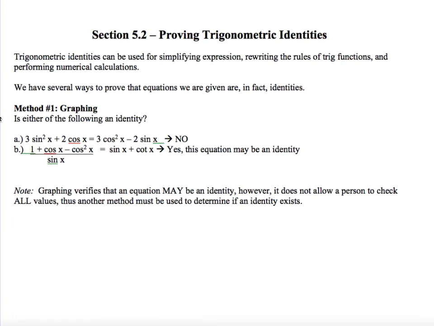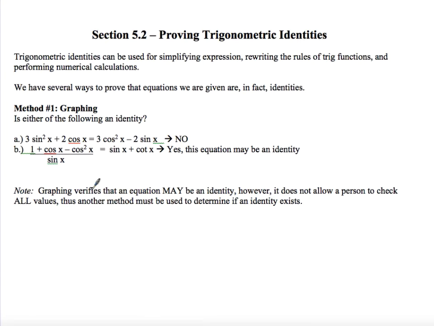So what we can do, option number one, is maybe we could graph those equations. If they tell us in letter A that we're supposed to check if 3 sine squared plus 2 times the cosine equals 3 times the cosine squared minus 2 times the sine, we could graph those, one equation in y1, the other in y2, and what we would find out would be that once we graph them, they don't actually look the same on the graphs or in the tables, and so we know that those things are not true all the time.